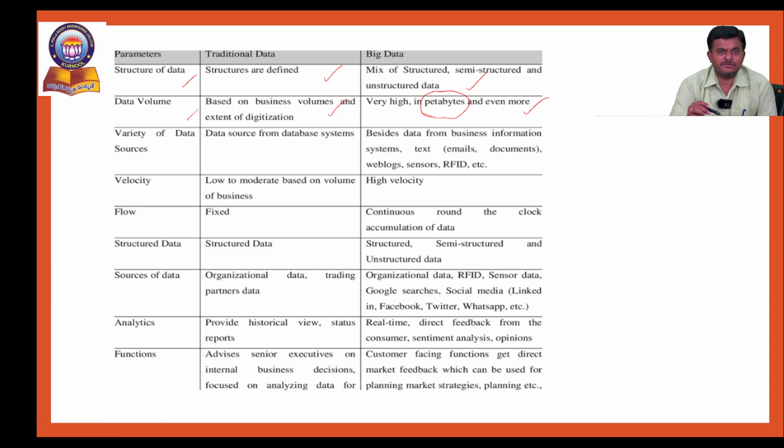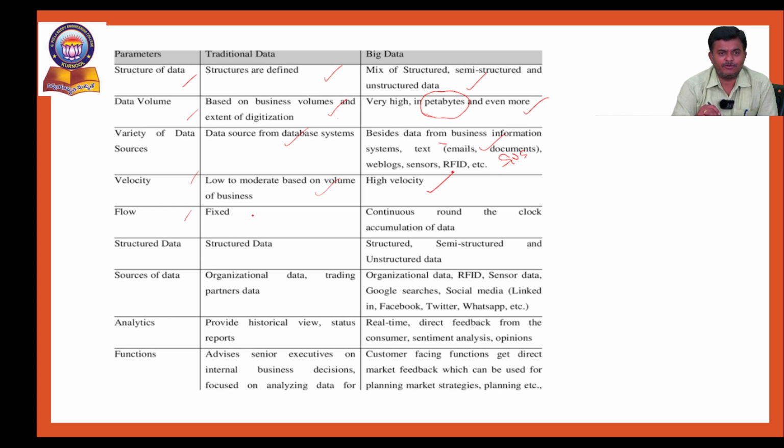Variety of data sources. In traditional systems, data comes only from database systems which are connected to the system. But in big data, it comes from various sources such as business information systems, text, emails, documents, weblogs, sensors, RFID data, etc., and even social networking sites data also. Velocity is low to moderate based on volume of business, but in big data, the data is being generated at a high rate. It's a high velocity rate.